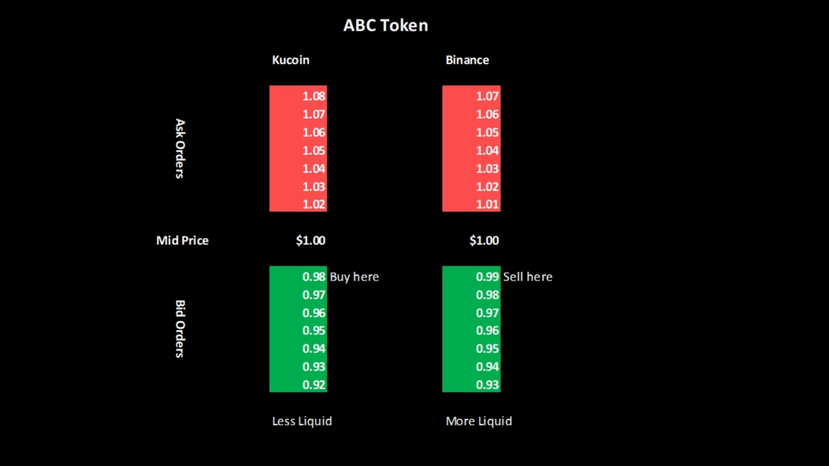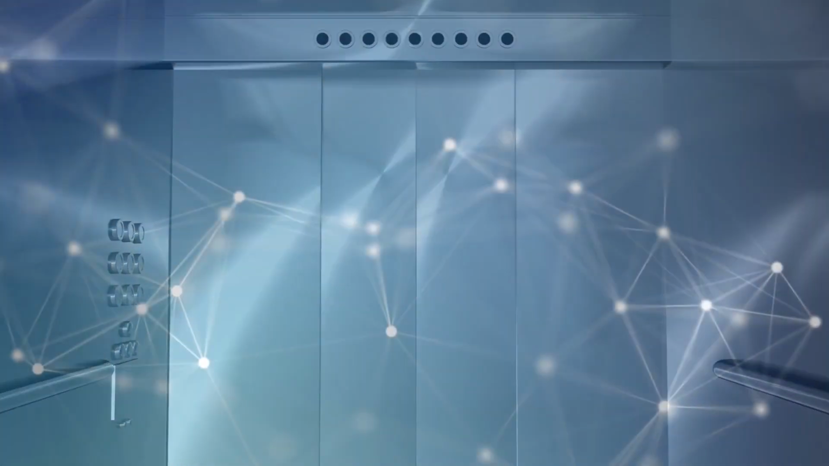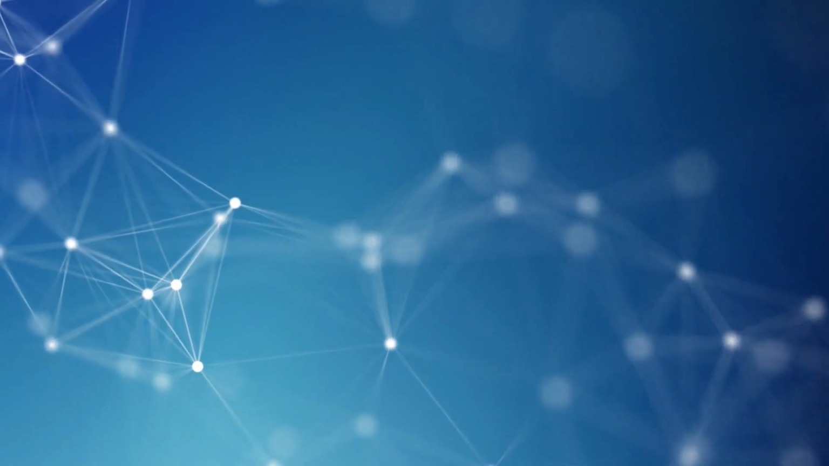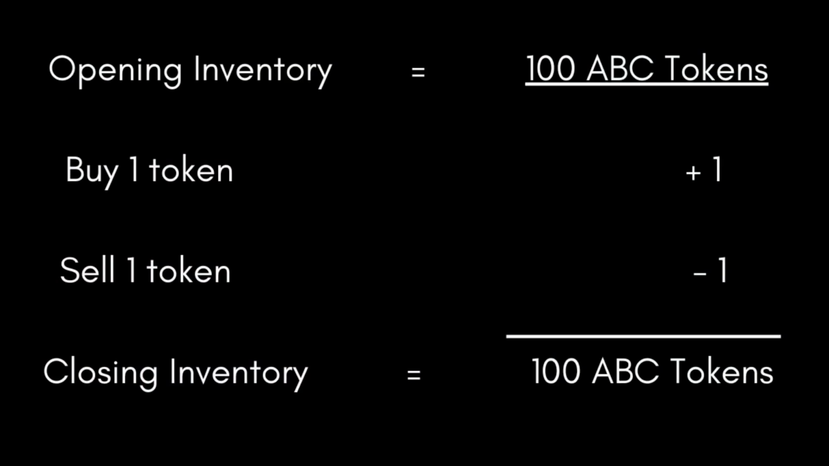I need to highlight that in my example, I've artificially widened the spreads in order to demonstrate the underlying concepts. It's extremely unlikely that you would find an arbitrage opportunity as obvious as this in the real world. For educational purposes though, it serves to demonstrate the concepts that we are trying to understand. What you will notice when we look at this example is that our total inventory of ABC is not changing.